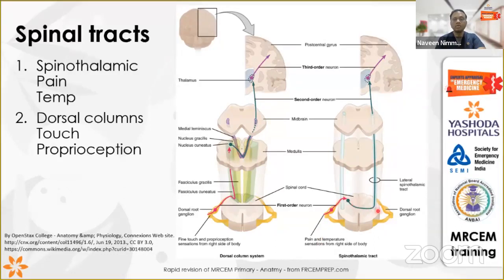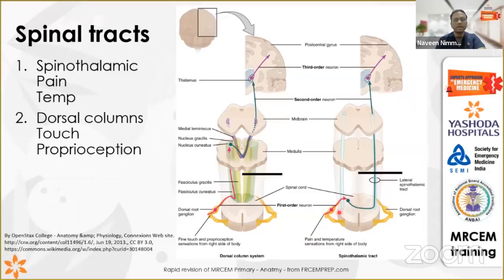The significance of this is, say you have a problem. The spinal cord has been damaged in this half, one side. Now there is a problem on the left side. So the tracts that represent the right side of the body will not be able to reach the brain. So they will have a problem with pain and temperature on the opposite side. Whereas these tracts supply the same side of the body. So dorsal column defects like loss of touch and proprioception will be on the same side of the body, whereas pain and temperature sensations are gone from the opposite side of the body.